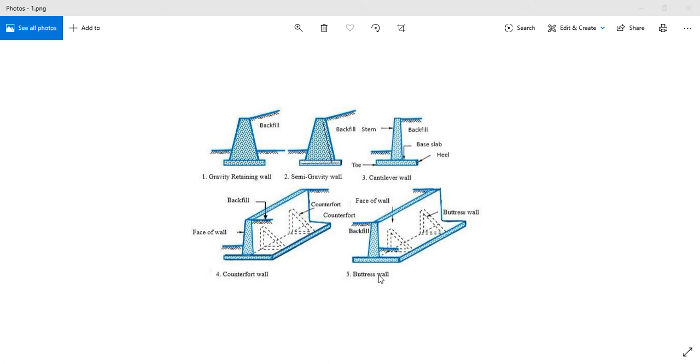Why the buttress wall? For the counterfort, it's placed in the area of the backfill, so you backfill the counterfort, and you won't really see it after you've backfilled. But the buttress wall is at the front, so even after you fill, you still see this other buttress wall holding the retaining wall. So that is the different types of retaining walls that we have, and we'll be working with that.